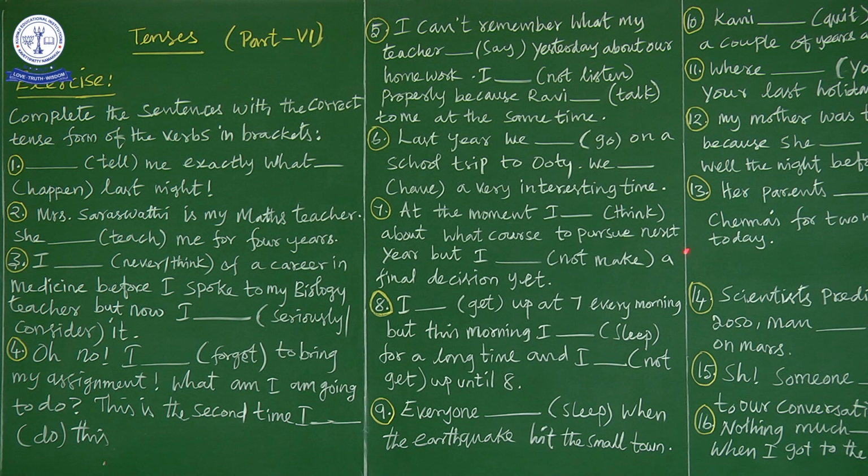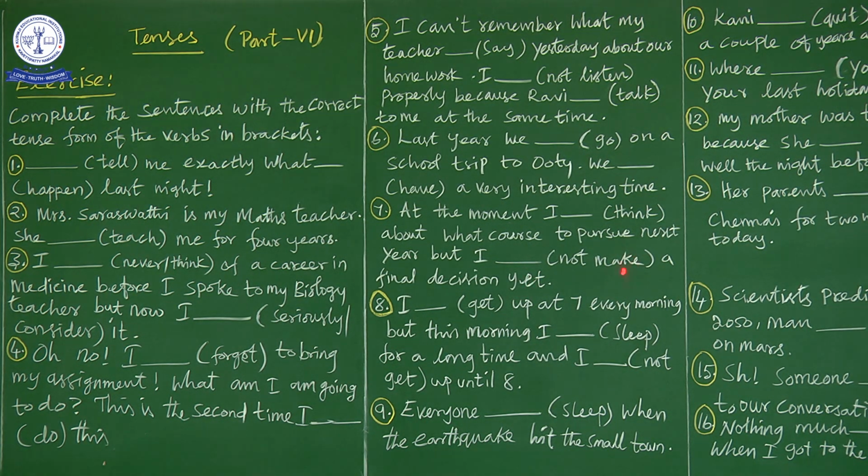Since there is the word next year, you should not go for what? Future. Okay, because before that we have the keyword for present continuous tense. Next, you listen: but I not make a decision yet. So now here the yet is a keyword for present perfect tense. So what is the sentence structure of present perfect tense? Subject plus has or have plus past participle. So I have not made a final decision yet. So whenever you have the keyword yet, you have to go for present perfect tense.